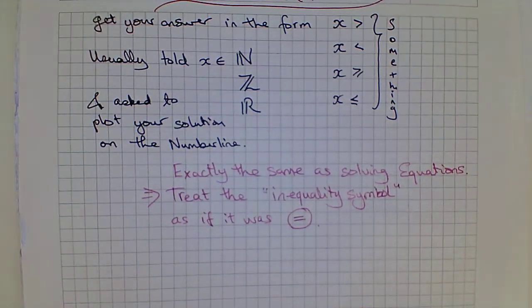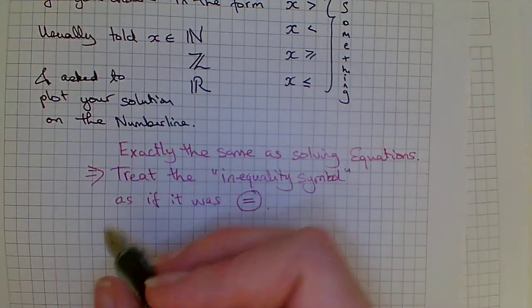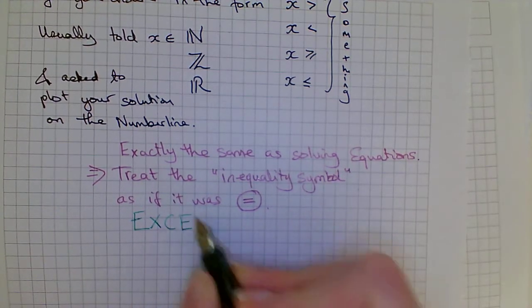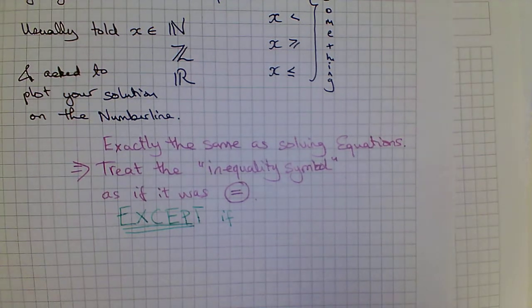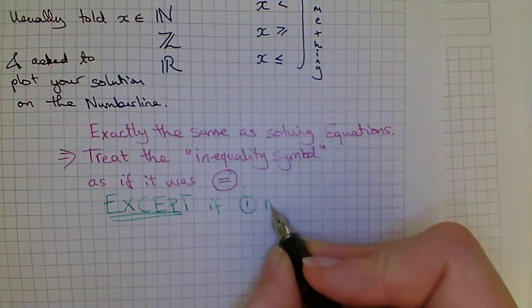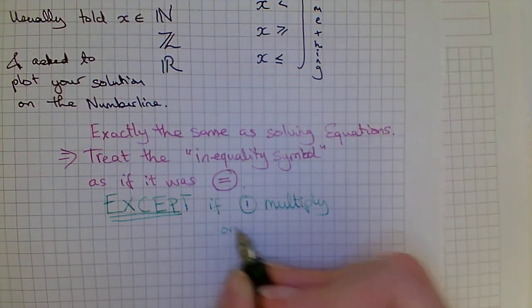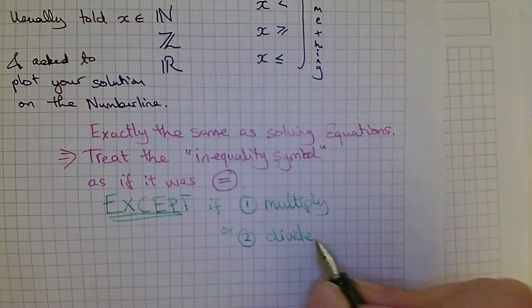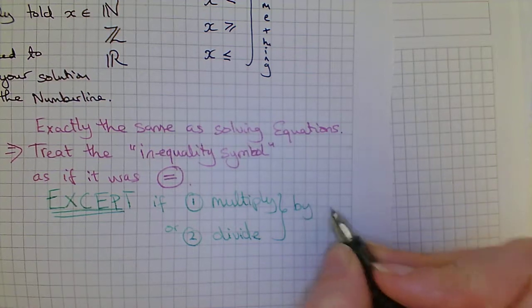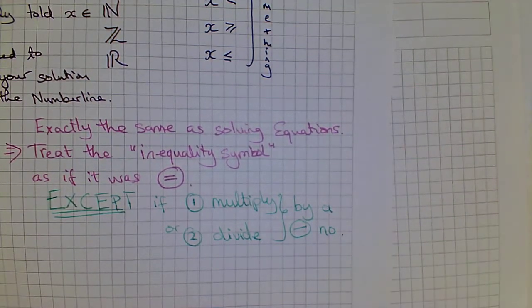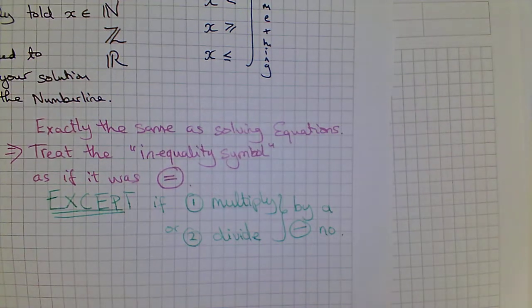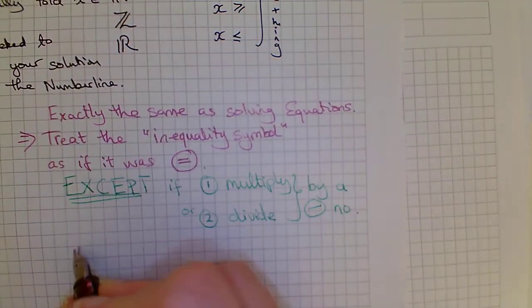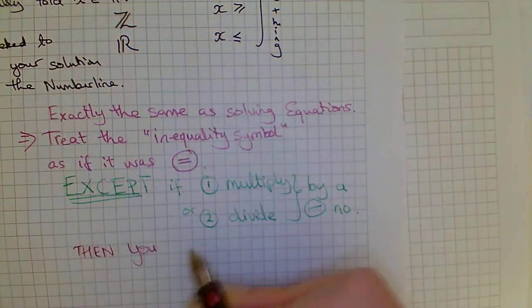except, and this is really important because there is an exception, because it's not exactly the same as an equals. Except for when you do one of two things. So except if you multiply or divide by a minus number. So if you multiply or divide by a positive number, nothing changes. If you add or subtract both sides, nothing changes. If you square both sides even, nothing changes. But if you multiply or divide both sides by a minus number, then you must change the inequality symbol around.